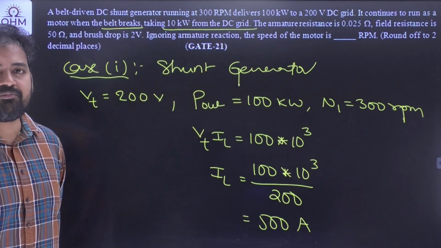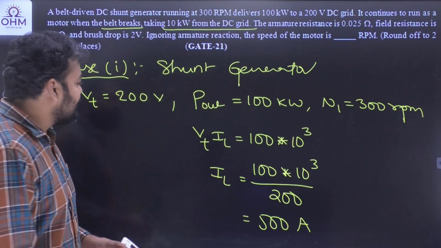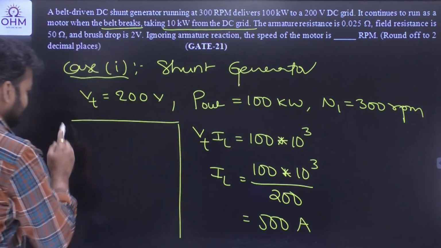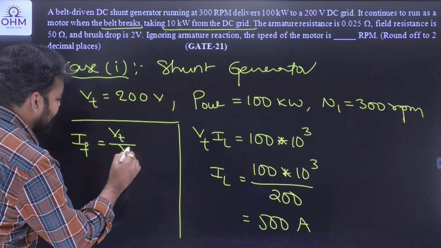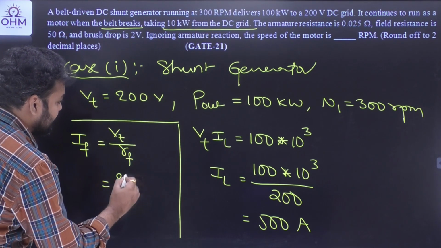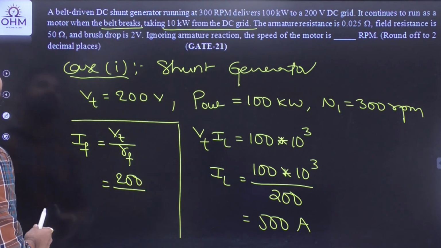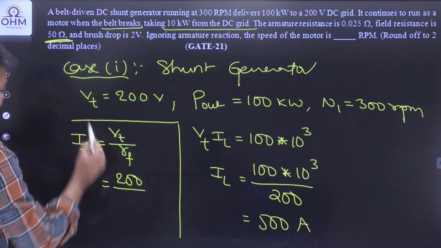Line current 500 ampere. Now, calculate the field current also. I will do it here. What is the field current in a shunt generator? Vt by Rf. Vt was 200, divided by the field resistance, 50 ohm, right? 50 ohm.